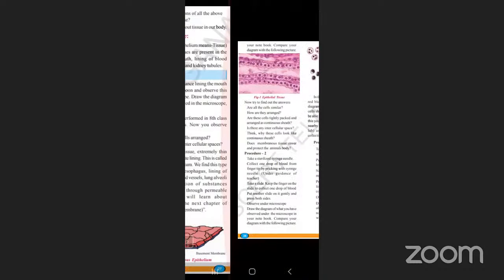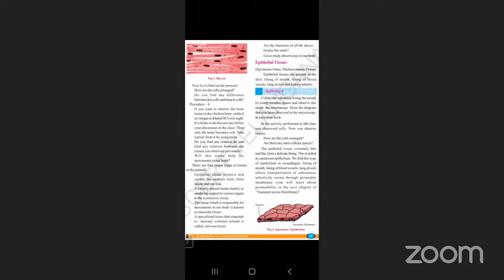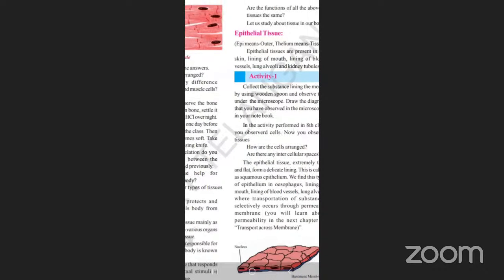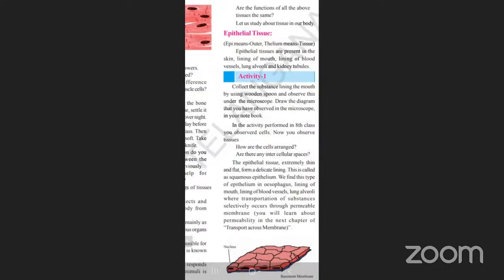Let us go deeply into the four tissues: epithelial, connective, third muscular, and fourth nervous tissue. First, epithelial tissue. Epi means outer, and thelium means tissue. Epithelial tissues are present in the skin.